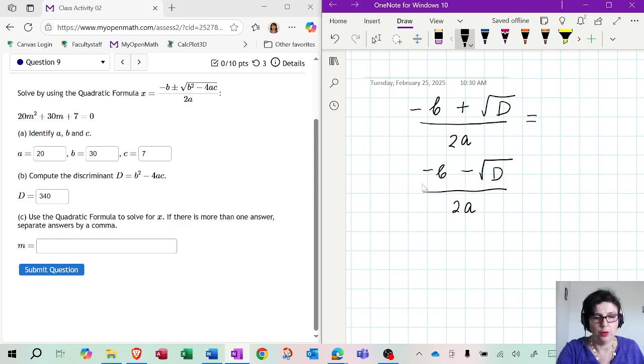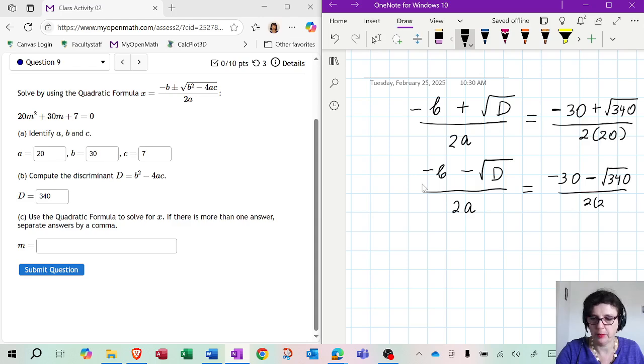Okay, so now let's substitute everything in there. Now, we are lucky that all of our numbers a, b, c are positive, but if they are not, you have to be very, very careful to substitute them in parentheses, okay? But for me, I don't have to worry about that. So instead of b, I'm going to put 30. So it's going to be negative 30 plus square root of D, well, D equals 340, divided by 2a. Okay, so 2a means 2 times 20. That's going to be on the bottom. Now, for the second solution, it's going to be the exact same thing, but it'll be a minus. And then again, you're going to have 2 times 20 on the bottom.